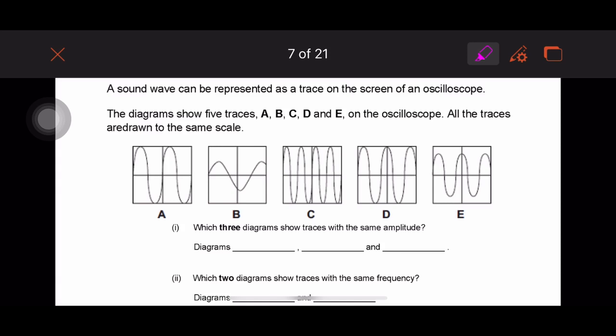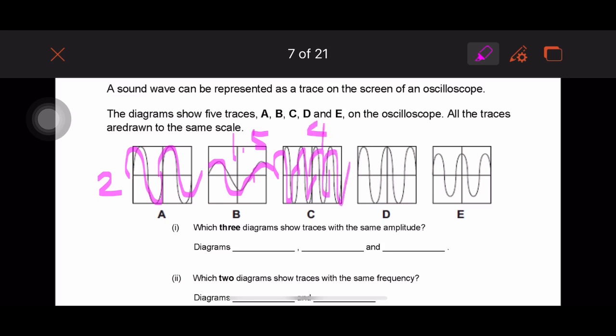Okay, so let's count in here. Now, let's see first which one has the highest frequency. Let's count. 1, 2 hertz for this. 2. How about this one? It's 1 and something like a half, so this is 1.5 approximately. How about this? 1, 2, 3, and 4.